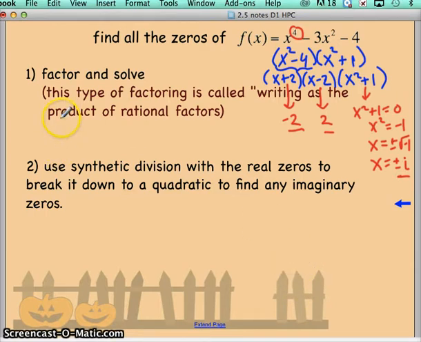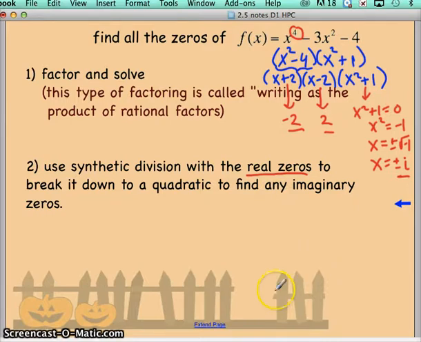Okay, now that was how we did number 1. We factored and we solved it. We wrote it as a product of rational factors. So we had all of these factors written out. Another way we could do it is to do synthetic division with the real zeros, which are -2 and +2. But let's say that you didn't factor it, or maybe that it couldn't factor.